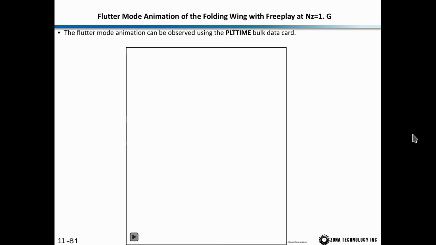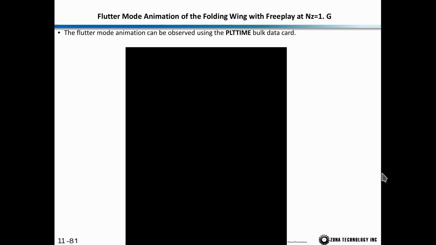And if we look at our flutter mode animation, you can see this from the plot time card. And it's not a flutter mode, it's just the animation of the nonlinear flutter analysis. So we can see that the aircraft travels through the gust, there's a response, and then after the gust hits, everything settles back down, as we saw from the time history traces on the previous slide.